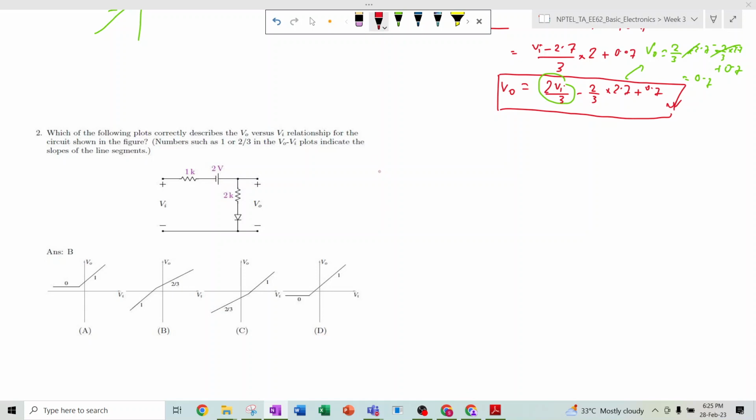So how can we proceed? We will consider the first case, the diode D equal to off. So this is the diode, and D is equal to off. Now what is happening? The equivalent circuit becomes this.